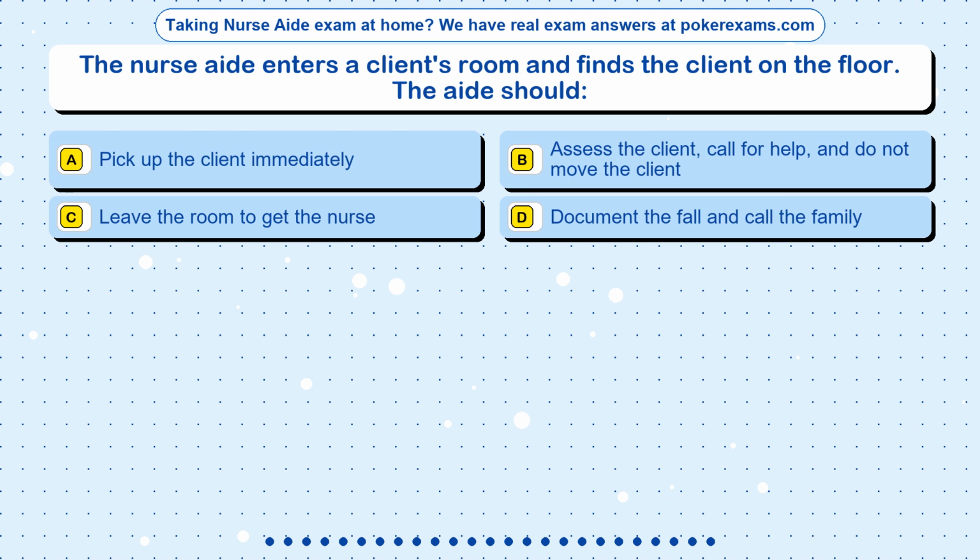Question 11. The nurse aide enters a client's room and finds the client on the floor. The aide should: Option A. Pick up the client immediately. Option B. Assess the client, call for help, and do not move the client. Option C. Leave the room to get the nurse. Option D. Document the fall and call the family.